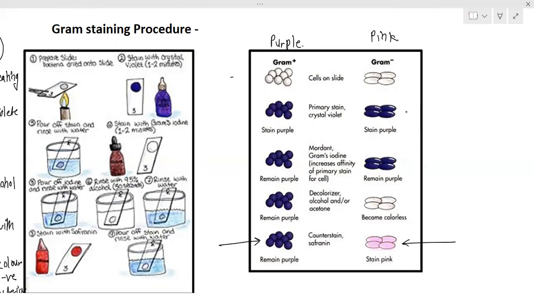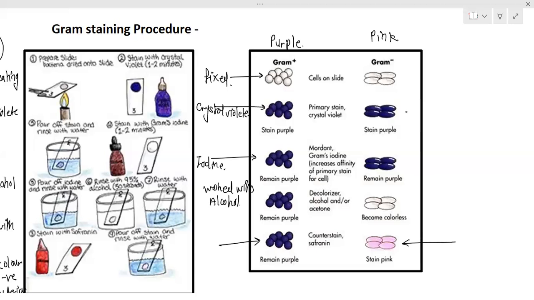First, let us see why some bacteria remain purple. I have taken bacteria onto the slide and fixed them. Now, when I added crystal violet, they became purple. Then I added iodine, and the purple color is fixed. Then I washed it with alcohol. Ideally, the purple color should wash out, but in gram positive bacteria the purple color does not wash off with alcohol. The purple bacteria remain purple.